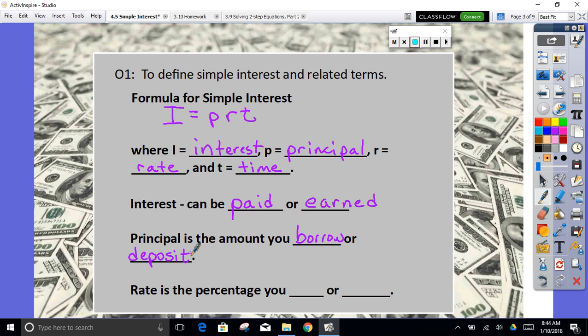Rate is the percentage you either pay or earn. So for each of these things, there is a percentage rate that is used to calculate the interest. So we have the principal times the rate. Time is kind of self-explanatory. You all know what time is. This is usually in months or years. Mostly it's a monthly interest rate if you're looking at things like credit cards, but most of the examples we'll be doing will be yearly.